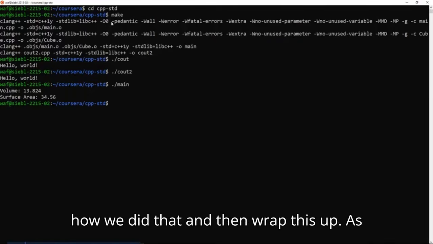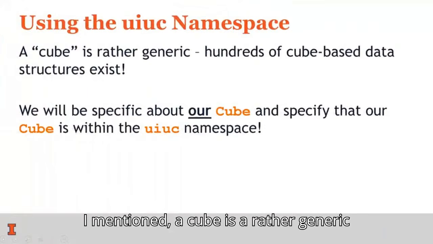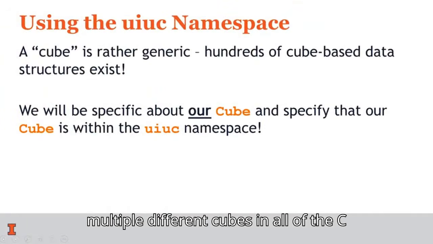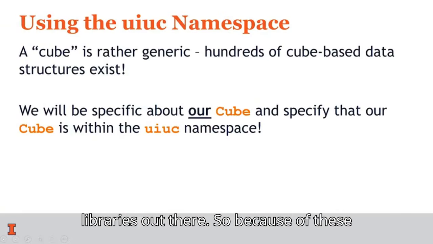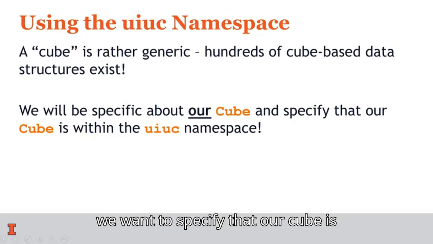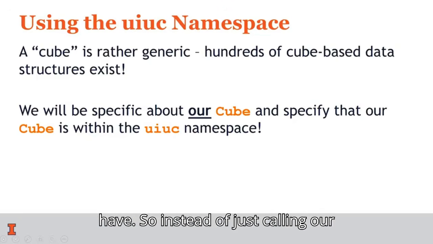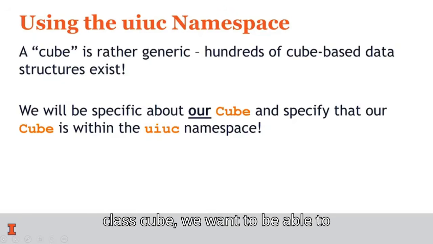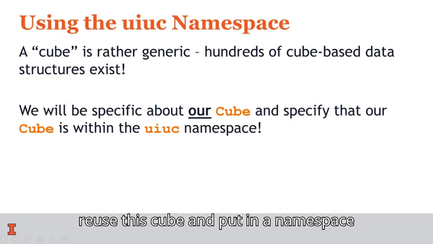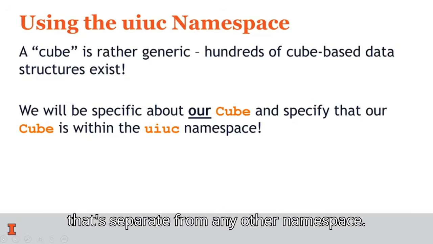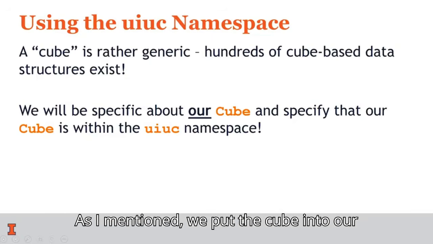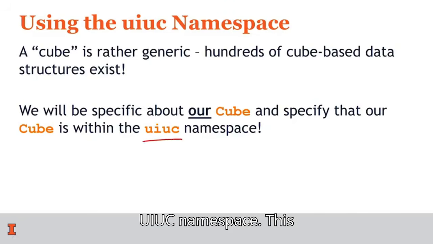Let's look at how we did that and then wrap this up. As I mentioned, a cube is a rather generic thing. You can imagine there may be multiple different cubes in all of the C++ libraries out there. So because of these hundreds of different cubes that exist, we want to specify that our cube is different than any other cube we might have. So instead of just calling our class Cube, we want to be able to reuse this cube and put it in a namespace that's separate from any other namespace. As I mentioned, we put the cube into our UIUC namespace.